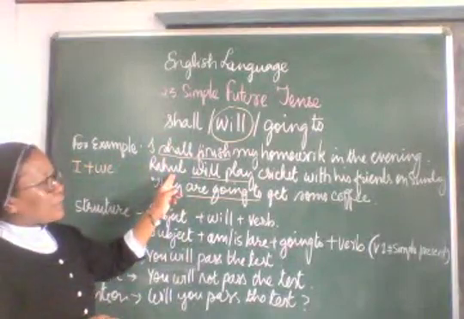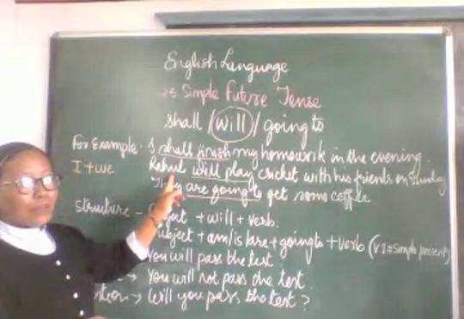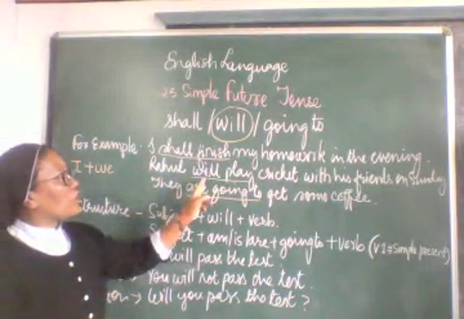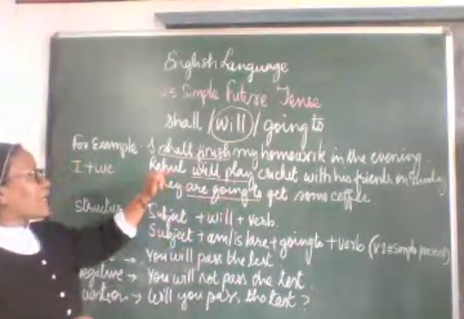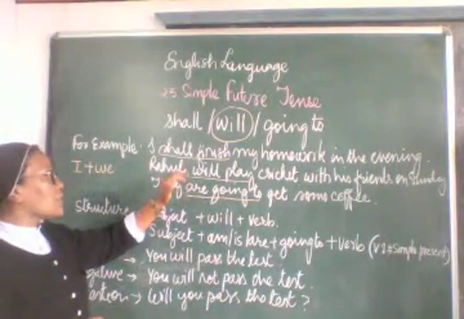Now here with a name. See, with the name Rahul. Rahul is a name here, no? Rahul will play. But with names, I need to use will.